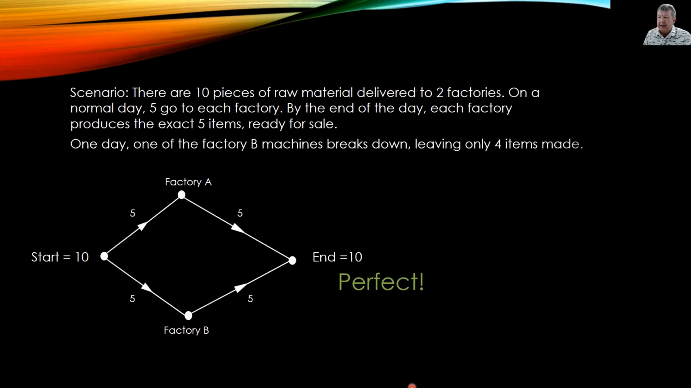Now one day, one of the factory B machines breaks down, leaving only 4 items that could be made. So what's happened here? Factory B, one machine broke down. It's turned into a 4. They've only produced 4 items. Now all up, there's only 9.